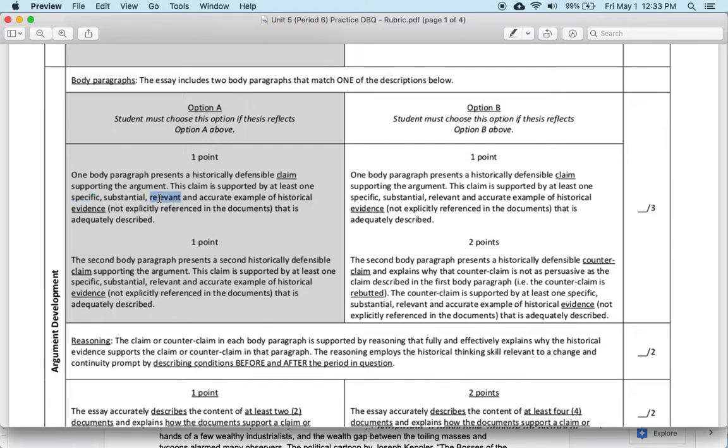Obviously, it has to be relevant, so you can't bring in some random fact that doesn't really go along with the topic or your claim. It must be accurate, so make sure that you have it right, and adequately described. Finally, this is for the DBQ only: not explicitly referenced in the documents.